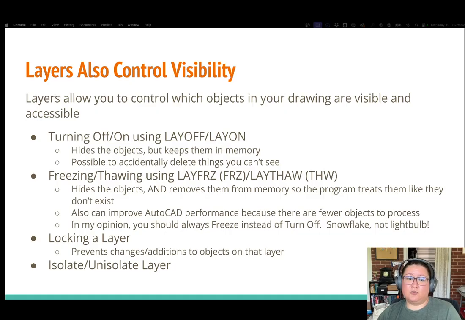If you instead use freeze or freeze thaw, it hides the object, making it not visible to you, and it removes it from memory. So the program treats it like it doesn't exist at all. This is, in my opinion, far superior. For one thing, because a lot of times, if I'm having trouble visually parsing it, AutoCAD might also be having trouble processing it, which means that if I freeze that layer, AutoCAD doesn't have to process it anymore, thereby speeding up performance. This is oftentimes what will let you actually get something useful out of a venue drawing.